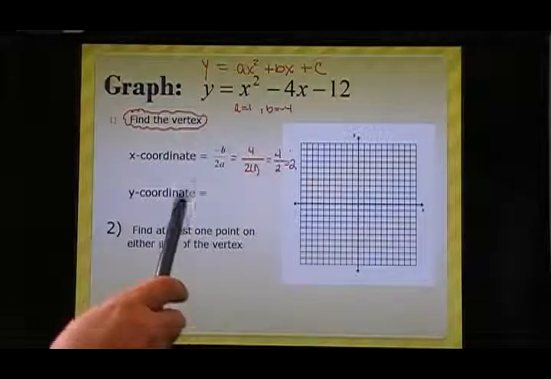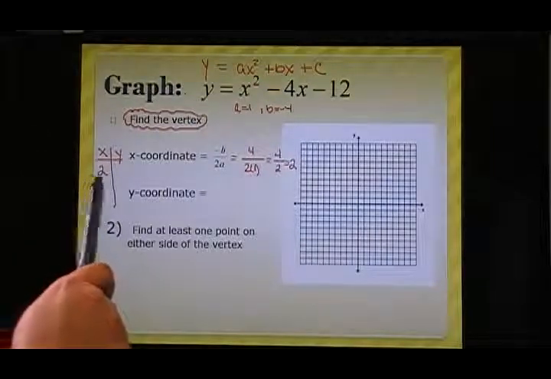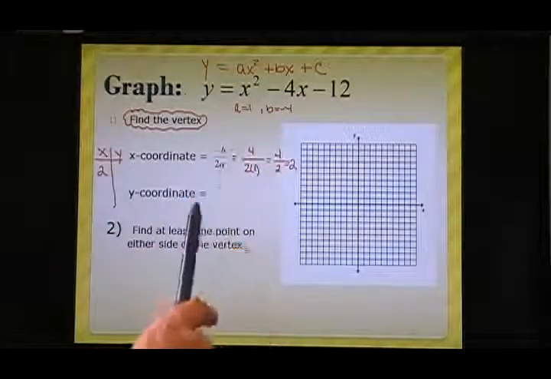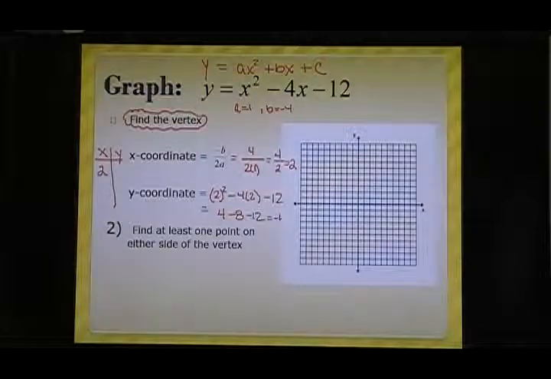Now we need to find the corresponding y. Anytime you are dealing with ordered pairs, so we know that the x-coordinate is going to be 2, then we need to go ahead and substitute this into this equation to find the corresponding y. So the y-coordinate then is 2 squared minus 4 times 2 minus 12, or 4 minus 8 minus 12. That gives us negative 16. So 2, negative 16, that's my vertex.